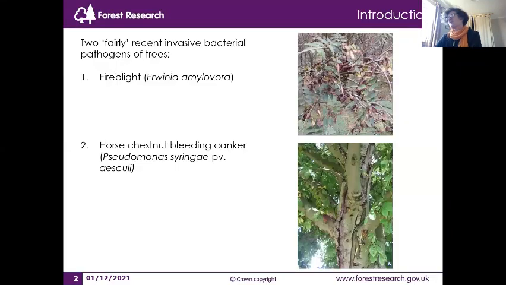I'm going to talk now about two relatively recent invasive bacterial pathogens of trees. The first one being fireblight, and the photograph on the right shows fireblight infecting a rowan tree. I'll talk a little bit more about that. And then horse chestnut bleeding canker, obviously both of them bacterial diseases. Horse chestnut bleeding canker is caused by Pseudomonas syringae pathovar esculi, and you can see the lower photograph here is a horse chestnut with classic symptoms of bark cracking and bleeding.